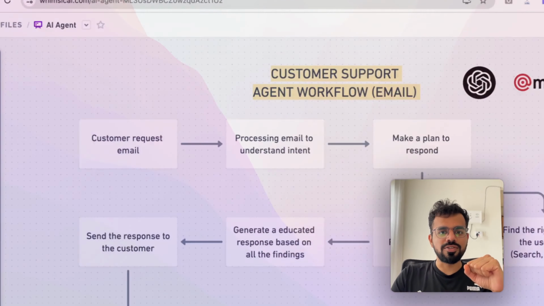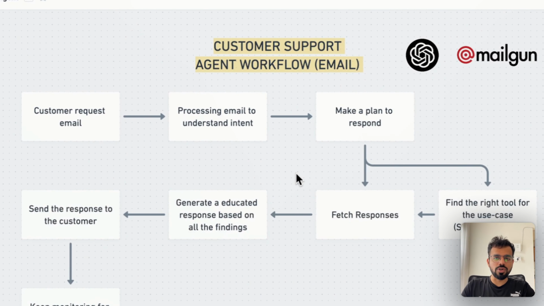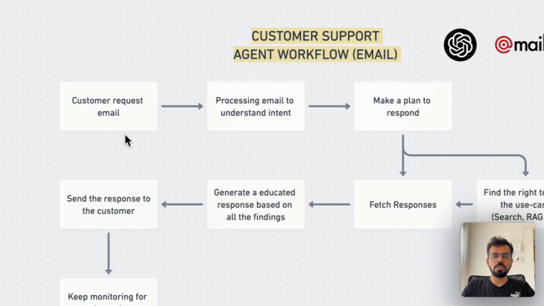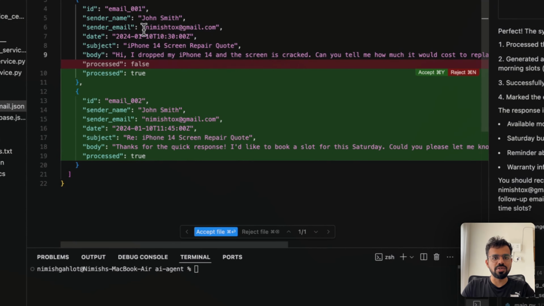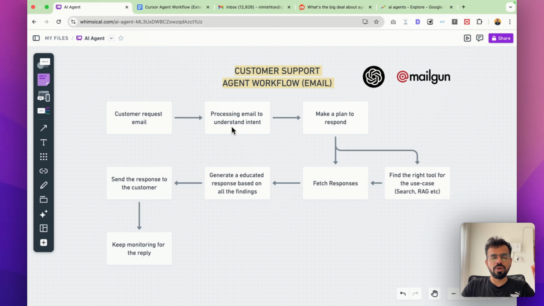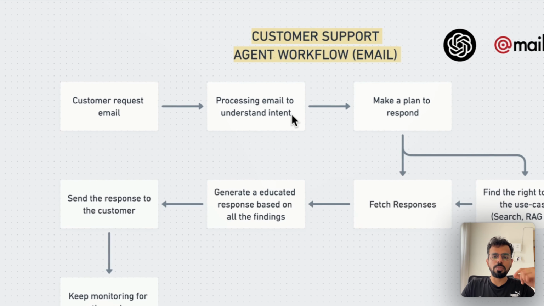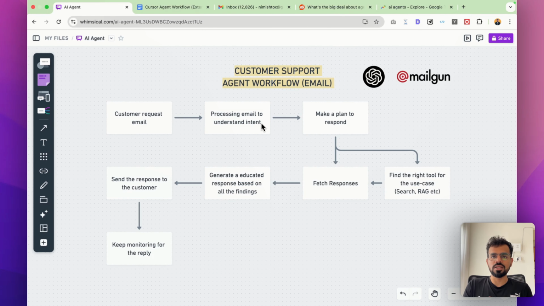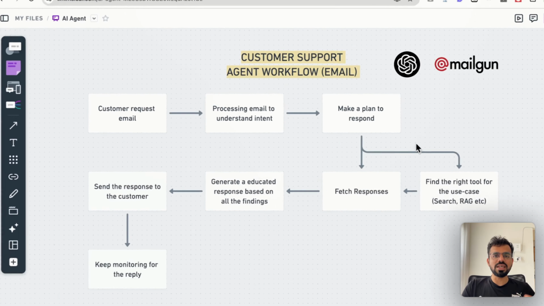So let's get to building this AI agent. The first step is that we want to create a workflow for it. If we look at our workflow here, this starts with a person sending us an email. This is basically the email that we were entering over here. Then once the email is received, it processes the email to understand the intent. Is it for getting a mobile repaired or is it for collecting a bill that they might have submitted earlier? Then it makes a plan to respond.